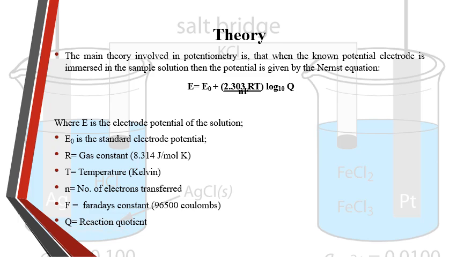The Nernst equation shows that the potential measured by an electrode is not only dependent on the standard electrode potential, but also on temperature, the number of electrons involved in the reaction, and the concentration of the reactants and products in the solution. In potentiometry, we use the Nernst equation to relate the potential measured by the electrode to the concentration of ions in the solution. By knowing the standard potential and measuring E, we can determine the unknown concentration of ions in the solution.